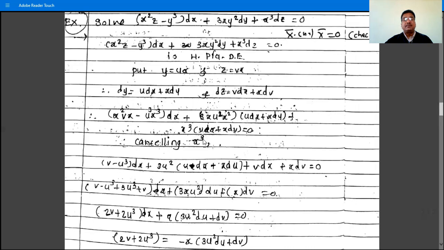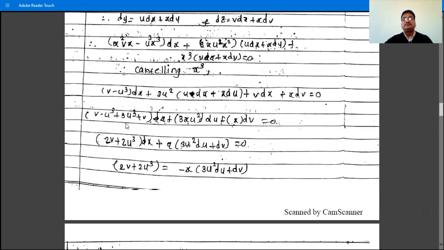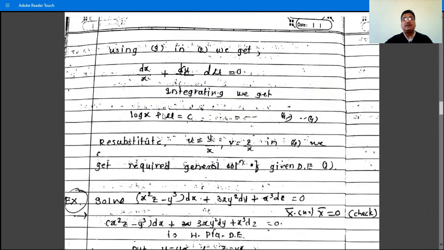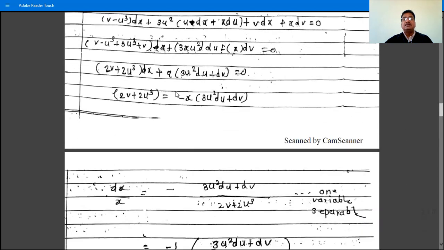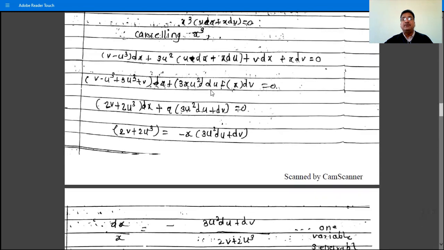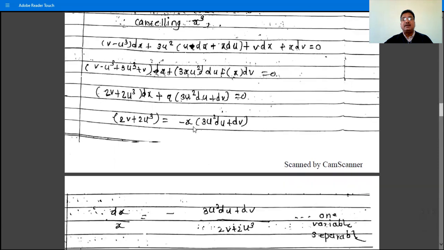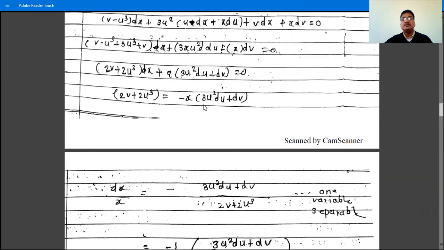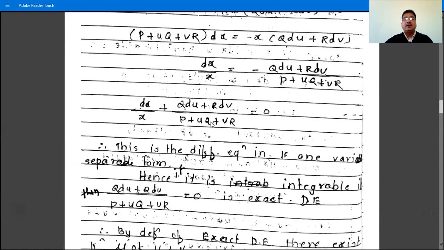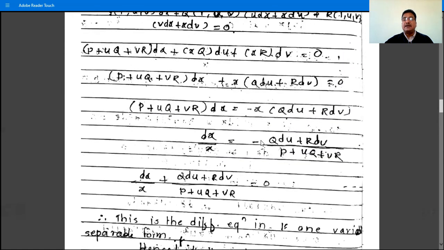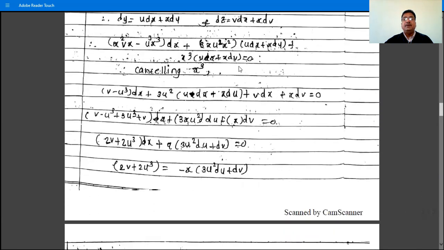So after cancelling x cube, we have this, and the same procedure: collect the coefficient of dx, collect the coefficient of du, collect the coefficient of dv, and then take x as common from these two functions, shift this term to the RHS, and then shift the x to the LHS. dx by x is equal to, we have this form. Same as above, that is dx by x equals minus Q du plus R dv divided by this. So the same procedure is repeated for the example.